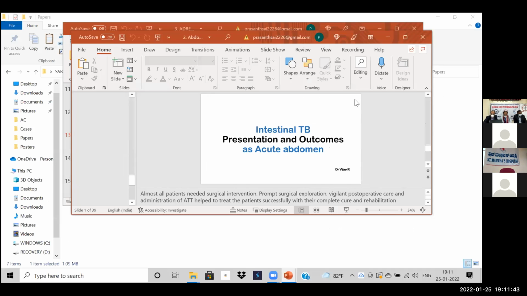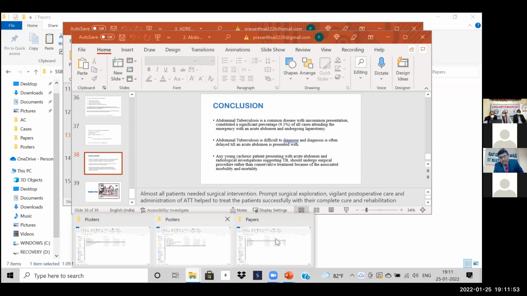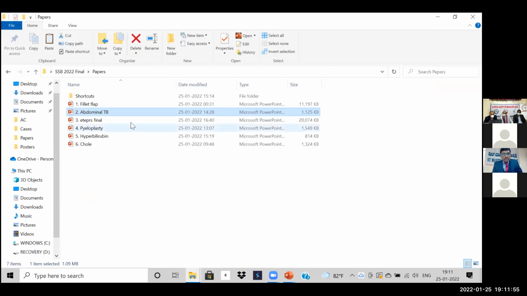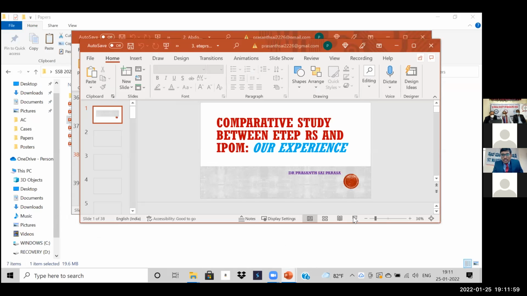Abdominal hernia, the care of the abdominal hernia, various mesh types, everything is there. Now, Dr. Sai Prasanth will talk about eTEP and IPOM. It's our experience in the hospital.